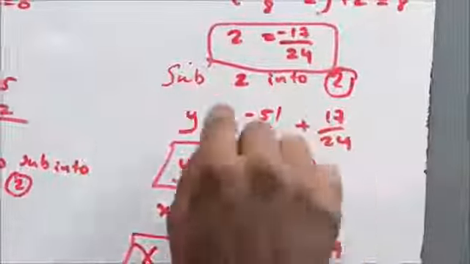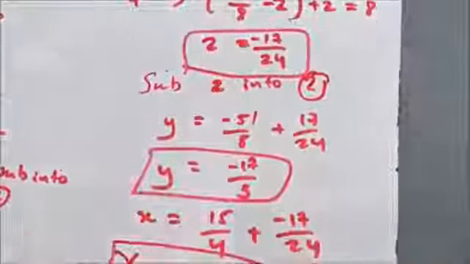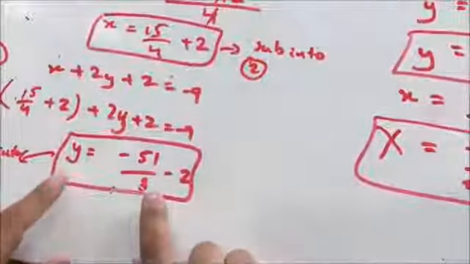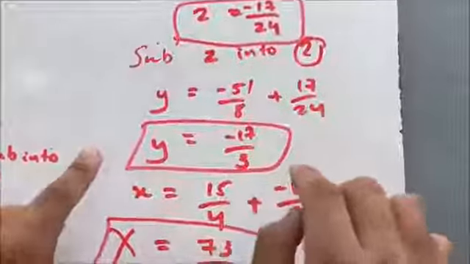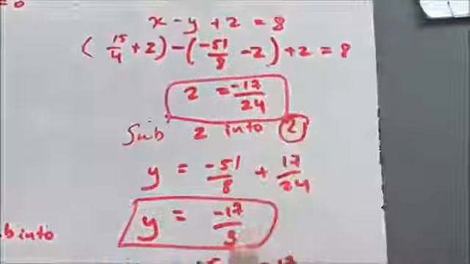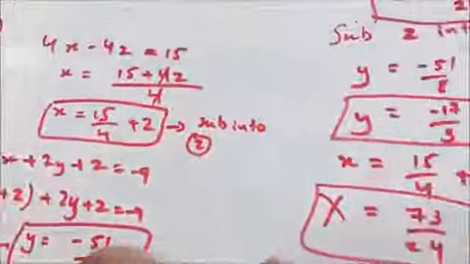Now to solve for the rest, we sub z into our second equation here, and we can solve for y. So we get y as negative 17 over 3. Now to solve for x, we sub our z value once again into our x equation here, and then we solve for x.